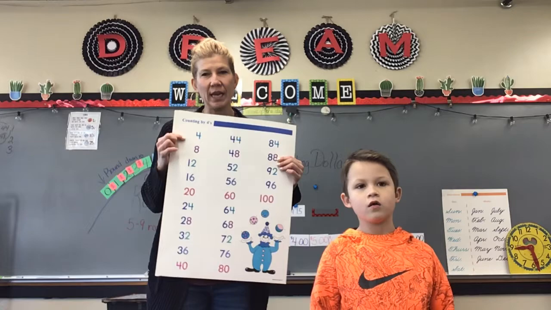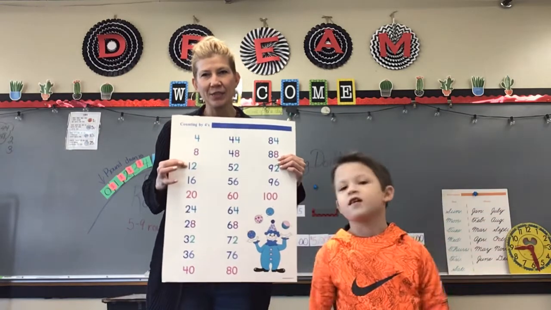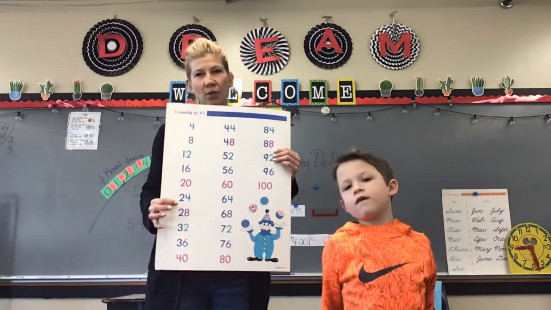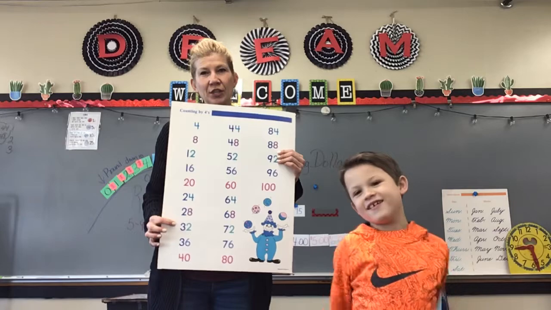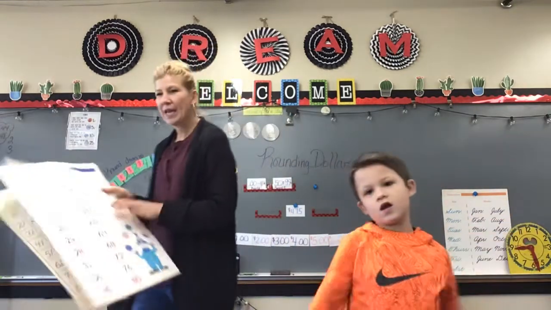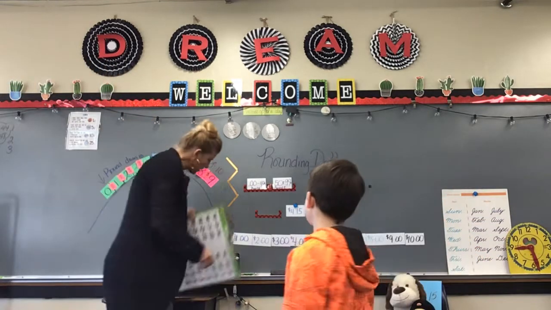Very good. Let's try it again. This time, dab. 4, 8, 12, 16, 20, 24, 28, 32, 36, 40, 44, 48. Good job. Now we're going to go ahead and do our 14 families.